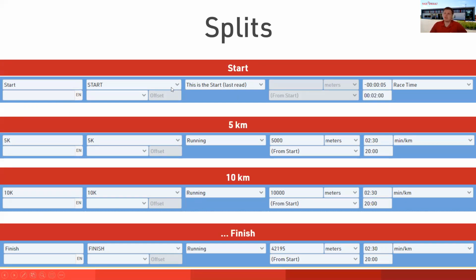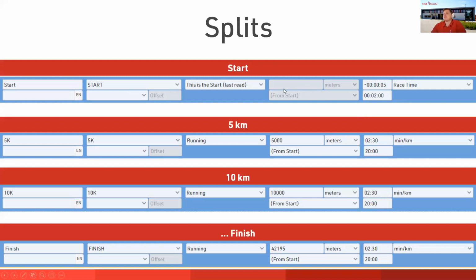We take the start timing point. We don't have any backup because there's only one line. And then we choose the type of sport. This is the start, which will always take the last read within this time frame. And if you select this is the start, then you cannot select a distance, because the software knows that usually if you start, you are exactly 0 meters into the race.